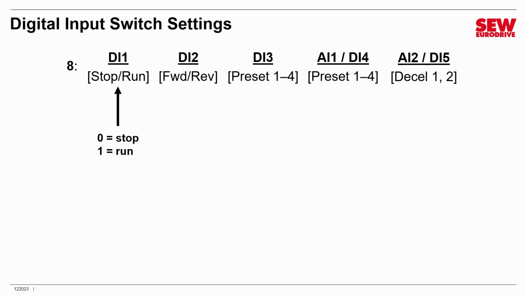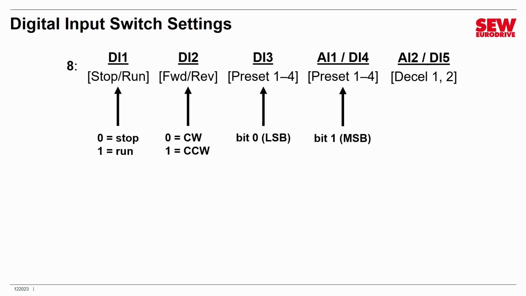Digital input 1 is the usual enable-disable. Digital input 2 is the direction control. Digital inputs 3 and 4 function as a 2-bit binary number. So with 2 bits, you can select 4 presets. By setting these binary patterns 00, 10, 01, and 11, you'll be able to select the 4 presets.